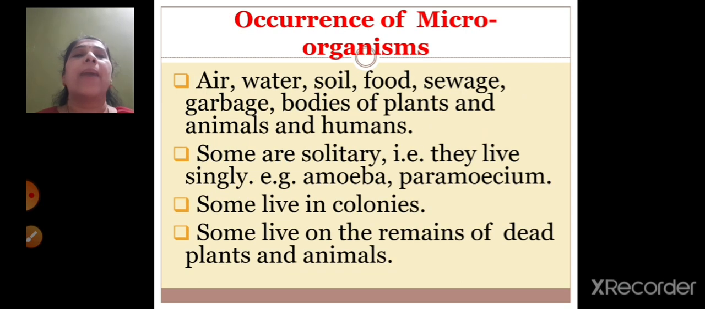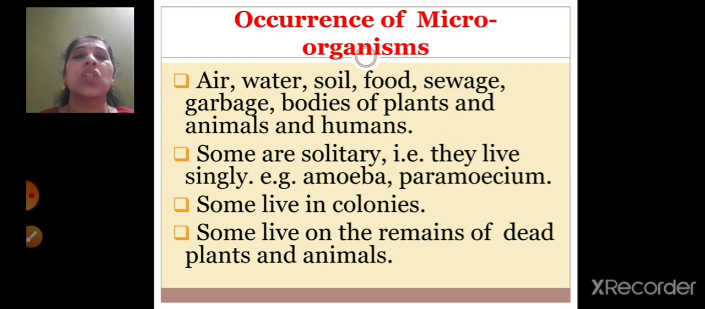Now children, we are going to see the occurrence of microorganisms, right? So microorganisms are present all around us, right? In the air, in the water, in the soil, in the food, sewage, garbage, bodies of plants and animals and humans, right? Sewage means whatever toilet and bathroom wastage goes, that is called your sewage, right?